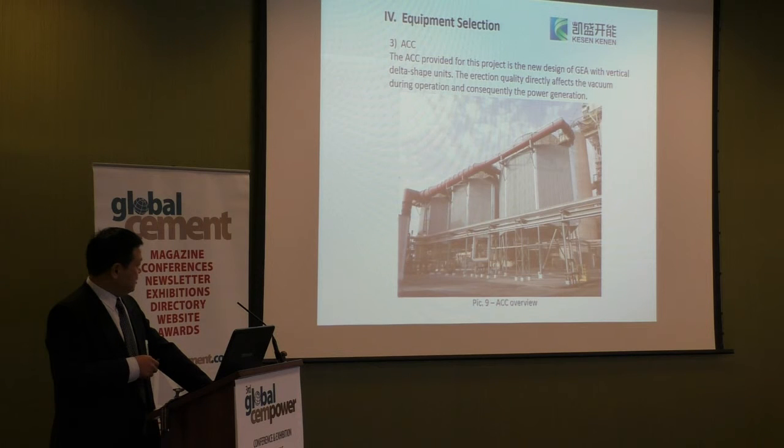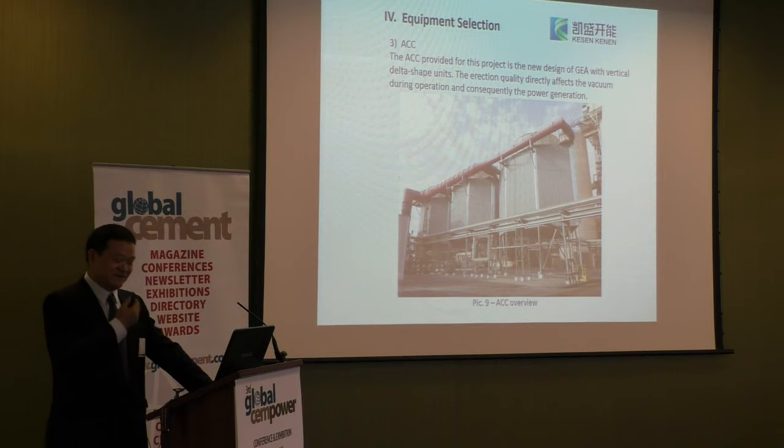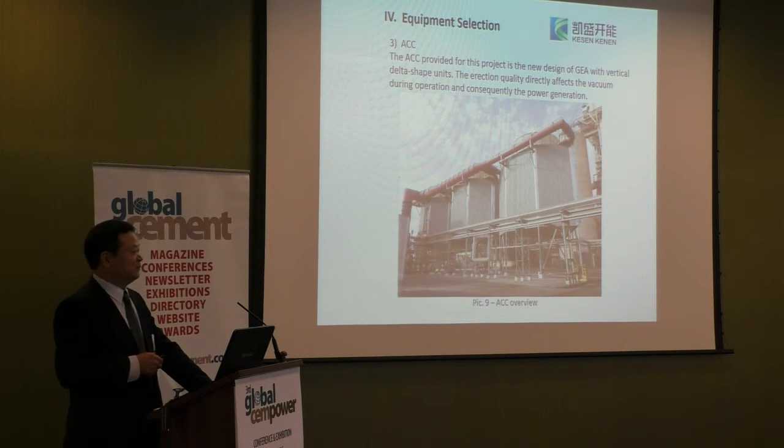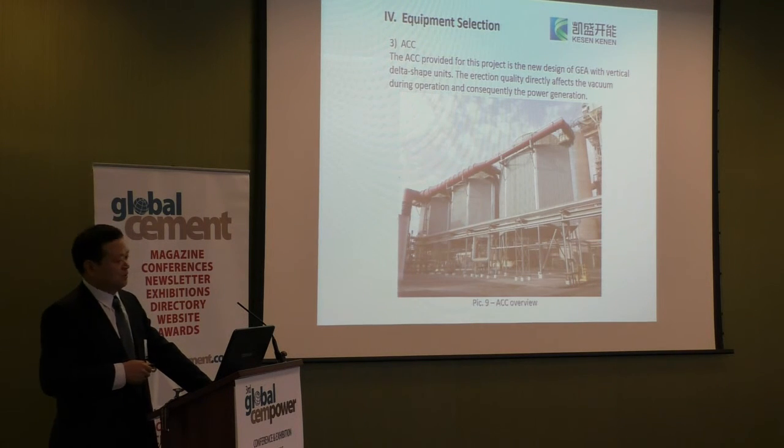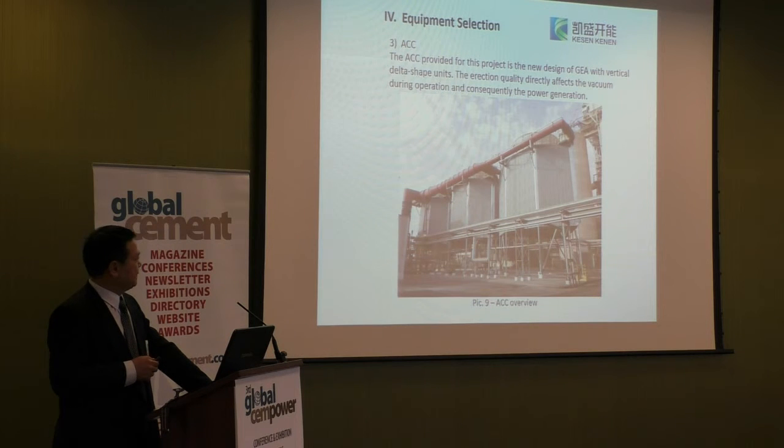This particular photo is for the ACC units. There are 3 units, Units 1, 2, 3, each the same size. The customer wants to use GA because they think GA is more famous than other Chinese brands. Even though they visited China several times, they still insisted on choosing GA. So we finally chose GA.